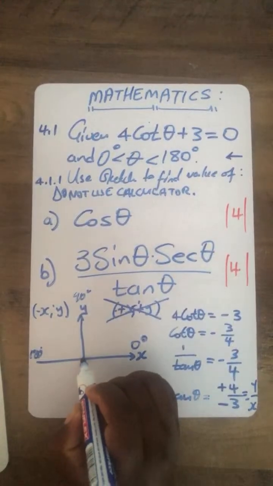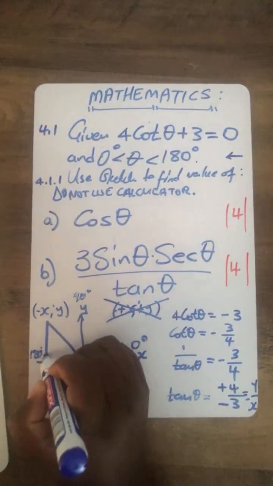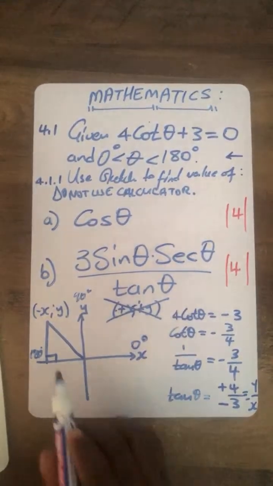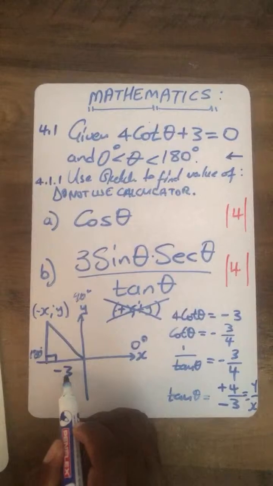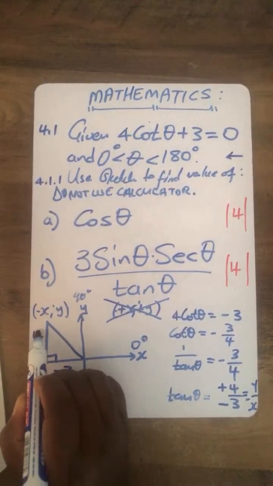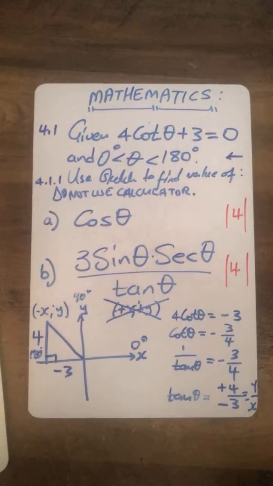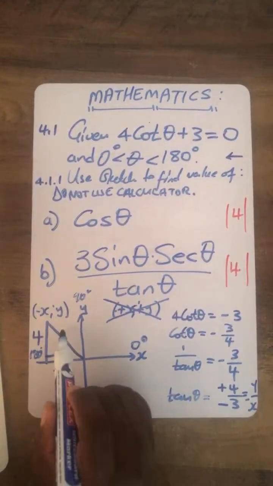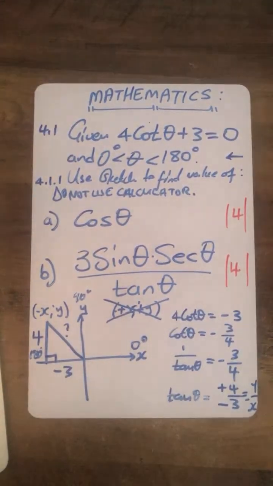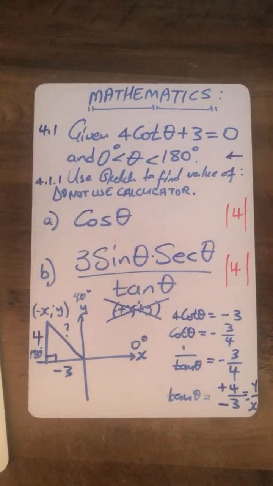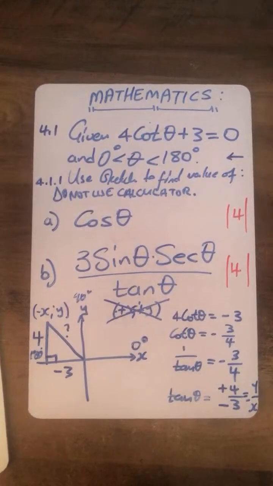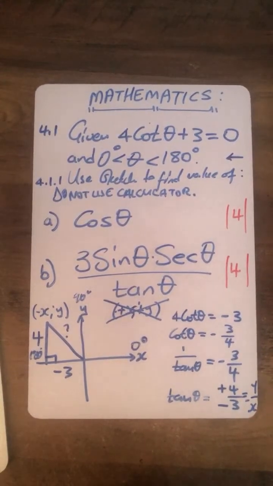So this is where you now draw your right-angled triangle. That is the sketch that they are talking about. You know your x is negative 3, and then your y is 4. Then what you need to do is to find your hypotenuse. So can you guys calculate and let me know what will be your hypotenuse?